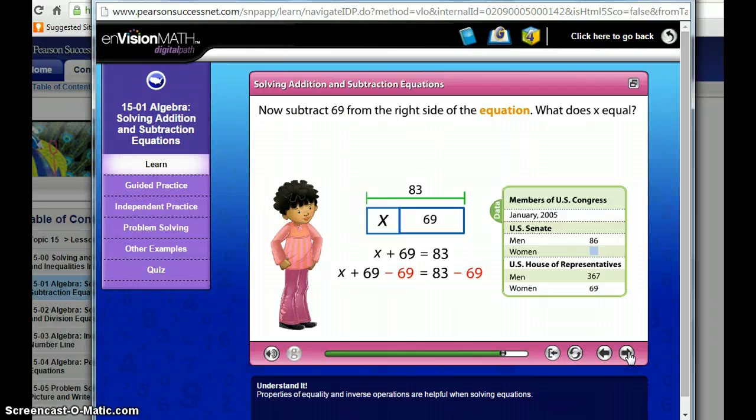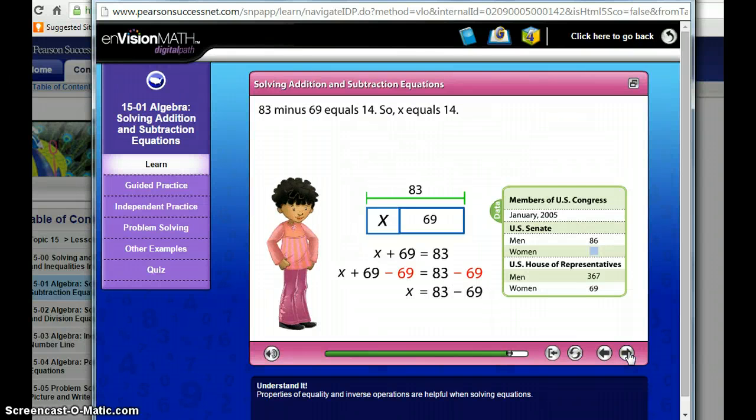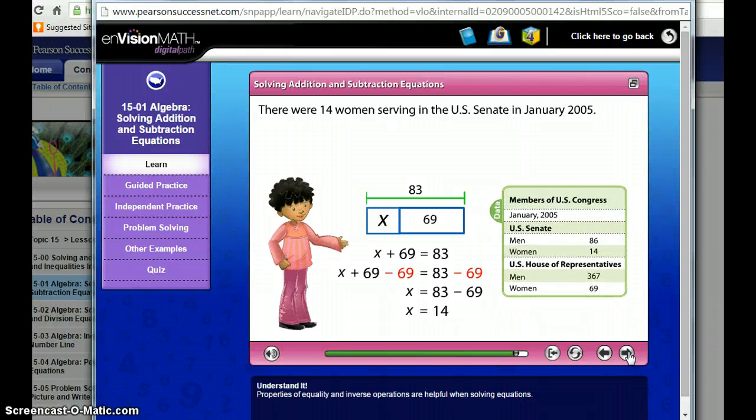Now, subtract 69 from the right side of the equation. What does x equal? 83 minus 69 equals 14. So, x equals 14. There were 14 women serving in the U.S. Senate in January 2005. Now you know how to solve addition equations.